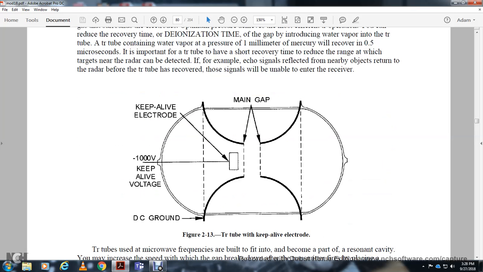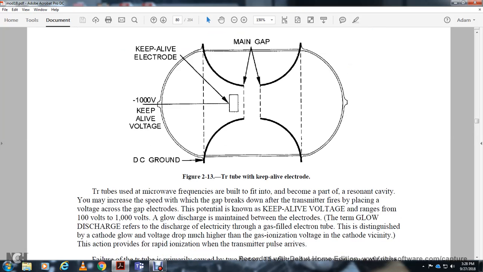Keep alive electrode, main gap, negative 1000 volts. Keep alive voltage, DC, ground, transmitter receiver. Keep alive electrode.